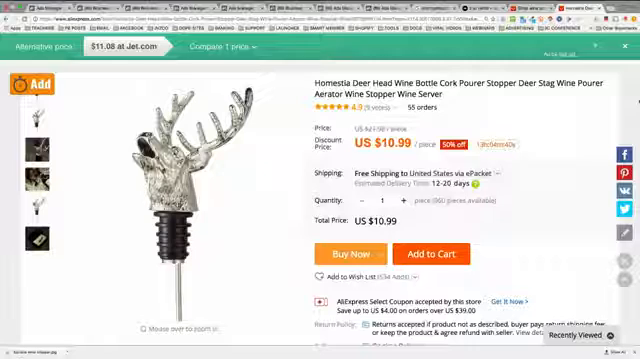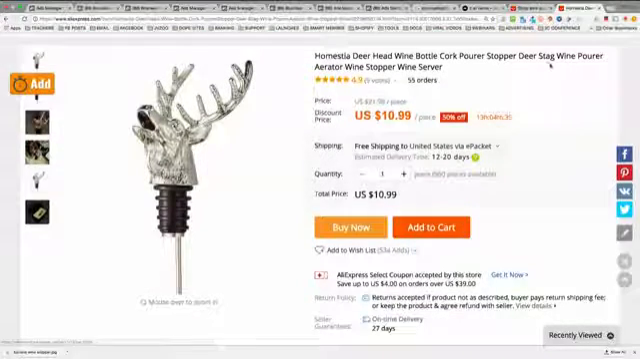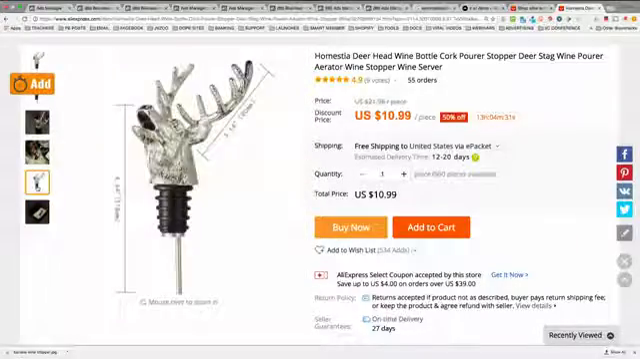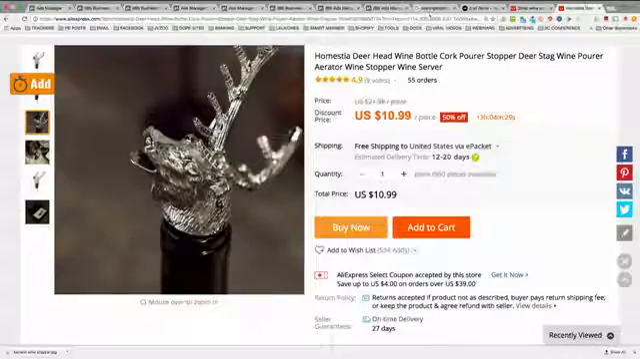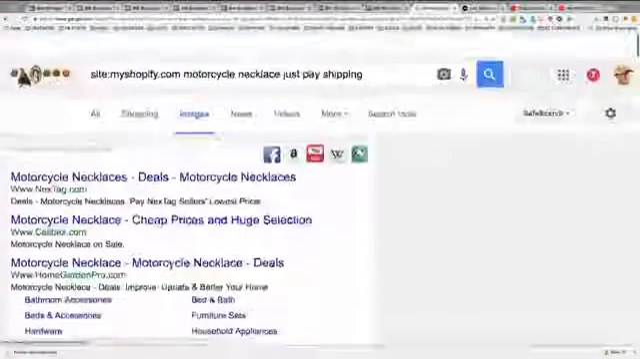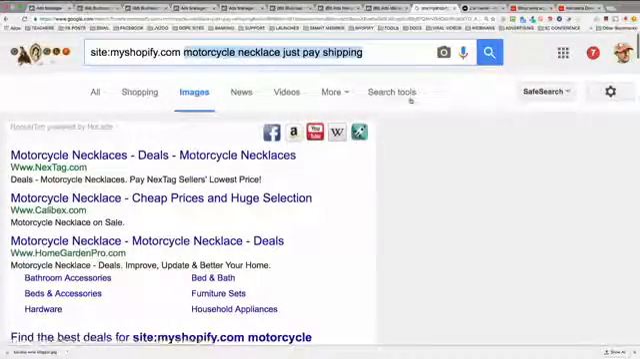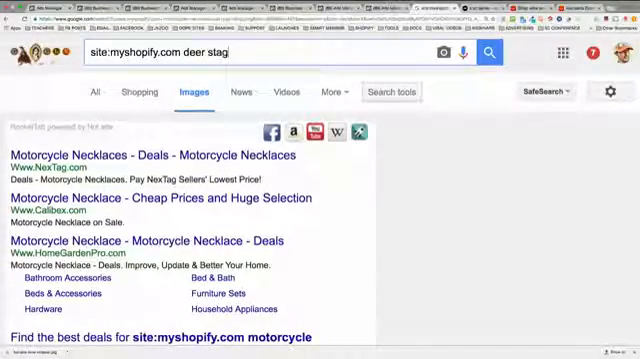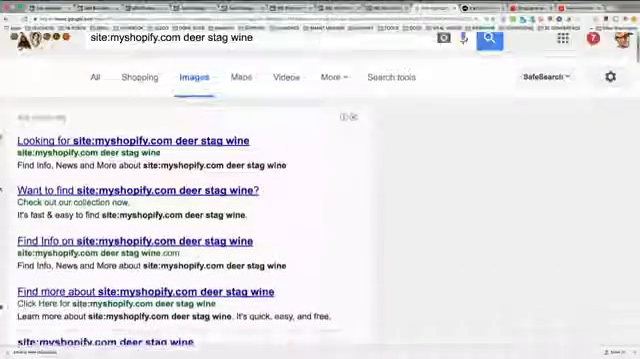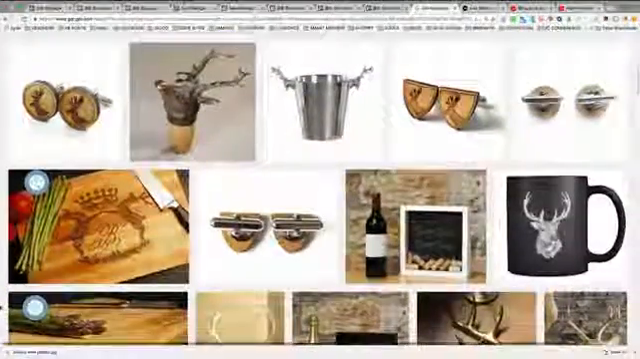Perfect example. So now let's fast forward and say that you put this up on your site. Deer stag wine stopper or wine pour. And maybe it's all of the above. Wine pour, wine stopper. Okay. So now what you do is you go back to the Shopify site. That's why you really want to learn these searches. Shopify, deer, stag, wine. And let's see if anybody else has been selling anything similar.